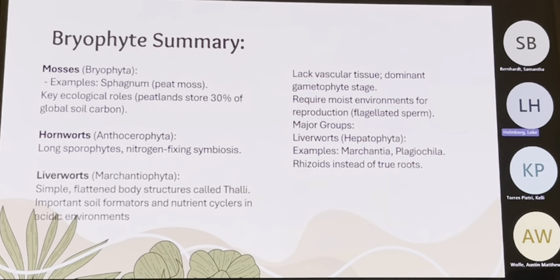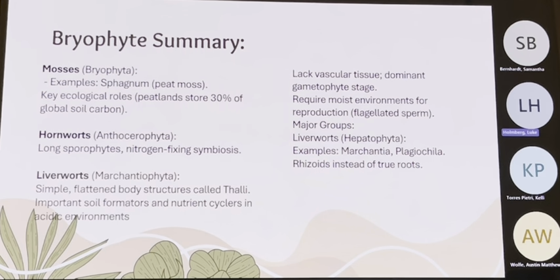So here we have a quick bryophyte summary. We have the mosses, the hornworts, and the liverworts. The mosses have key ecological roles, such as the peatlands, which store 30% of the global soil carbon. The hornworts have long sporophytes, and they have nitrogen-fixing symbiosis, so they're also key to the environment. And then we have liverworts, which have simple, flattened body structures called thalli, and they're important soil formators and nutrient cyclers in acidic environments.